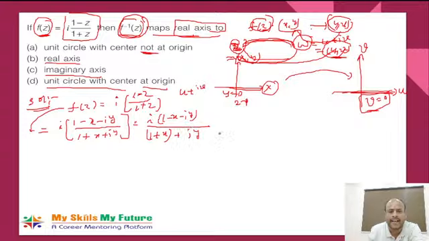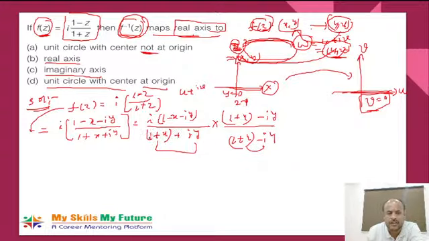Now I can multiply the numerator and denominator by the conjugate of this complex number. This looks like x plus iy. What is the conjugate of x plus iy? That is x minus iy. So let me multiply by 1 plus x minus iy divided by 1 plus x minus iy. Now this looks like a plus b into a minus b. After multiplication of these two terms, you will get a real number in the denominator.